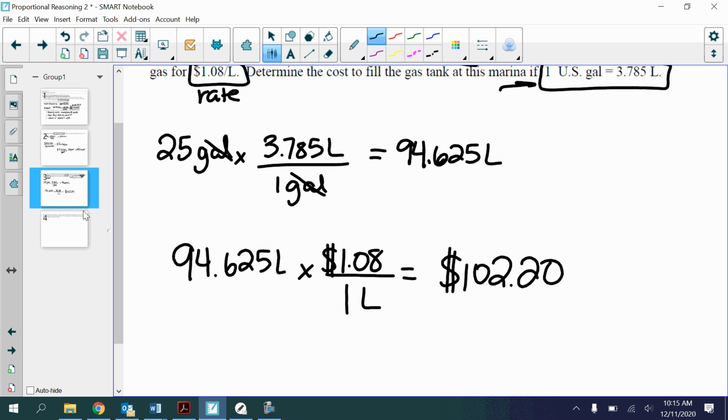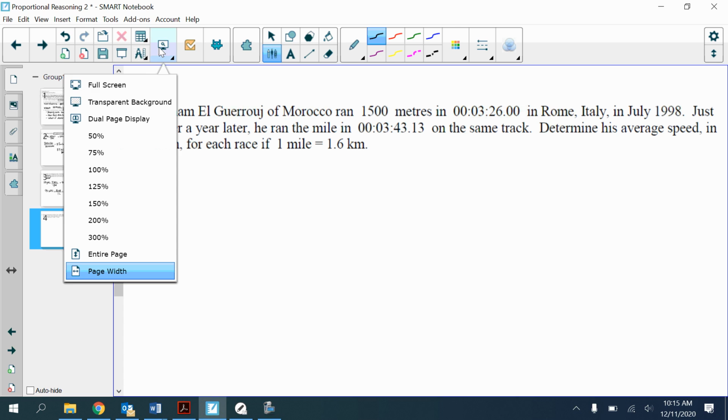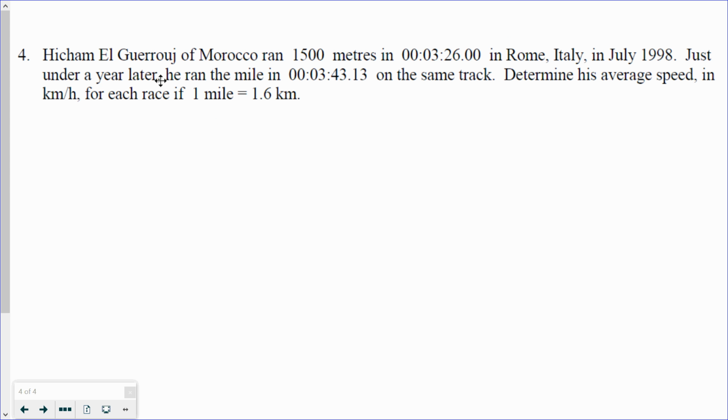Okay, one more. Okay, so this one's a bit of a process. You'll see there's an entire page available for it, and I end up taking most of the page when I write it out.